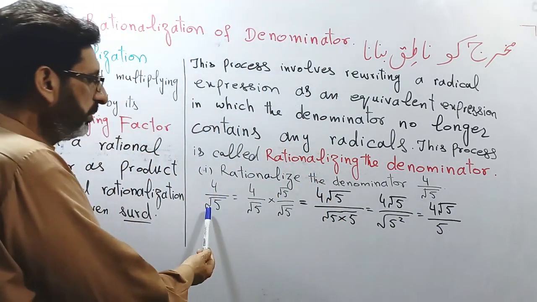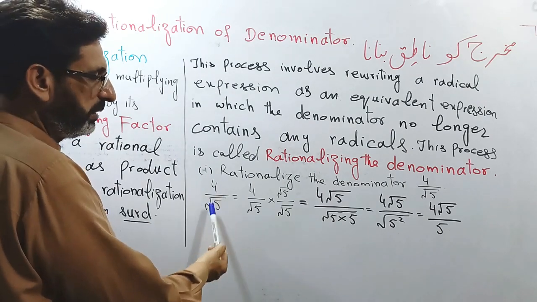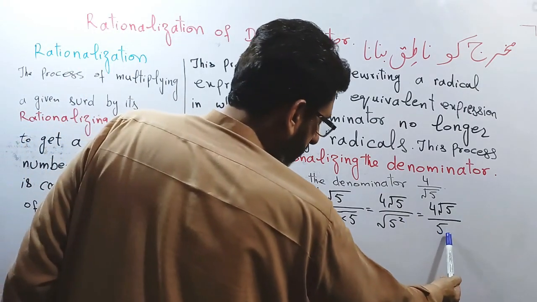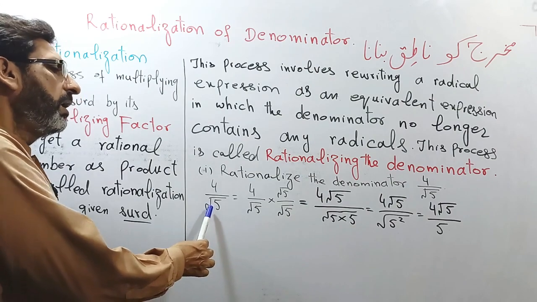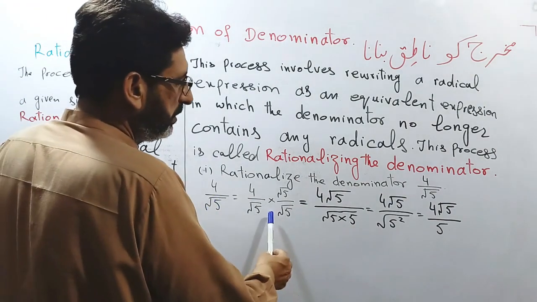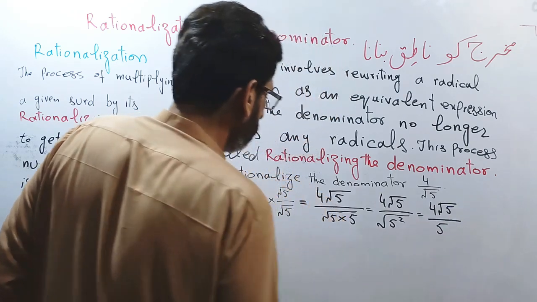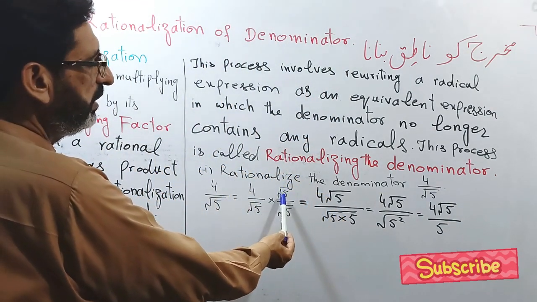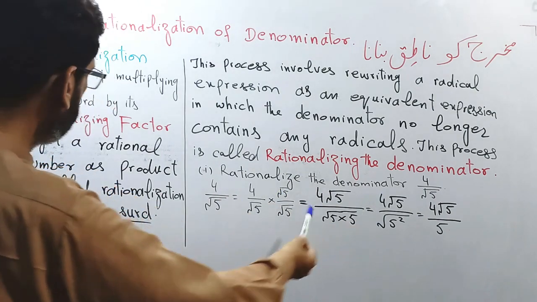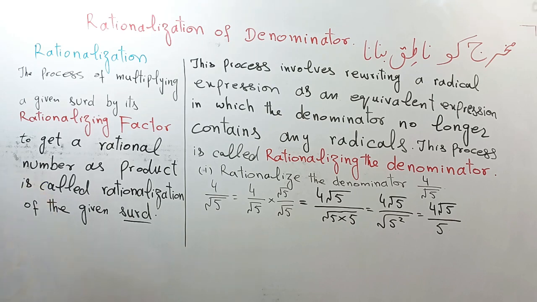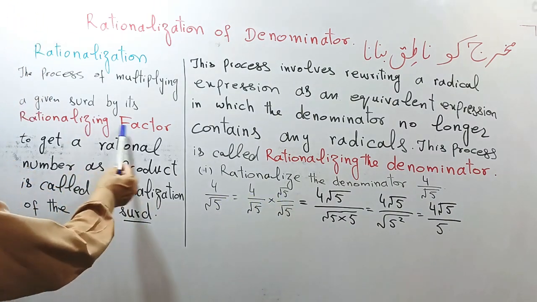Now the denominator of this expression has become a rational number. Here it is an irrational number, and after rationalization we get a rational number in the denominator. This square root of 5 is called the rationalizing factor, and this process is called rationalization.